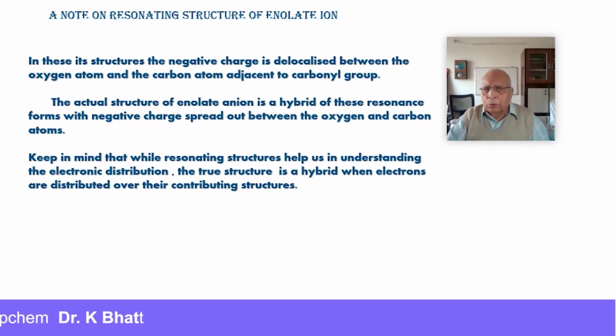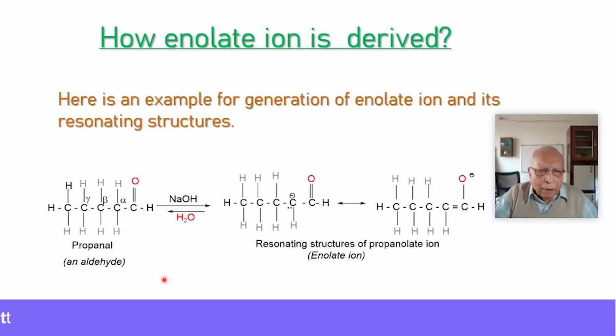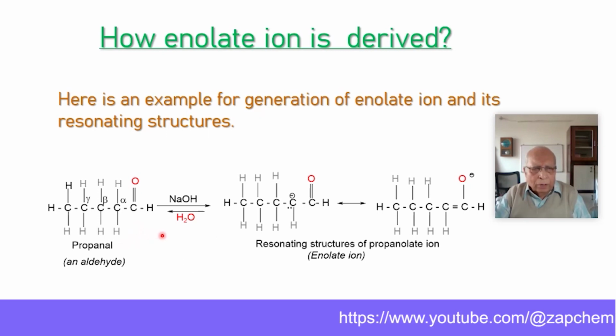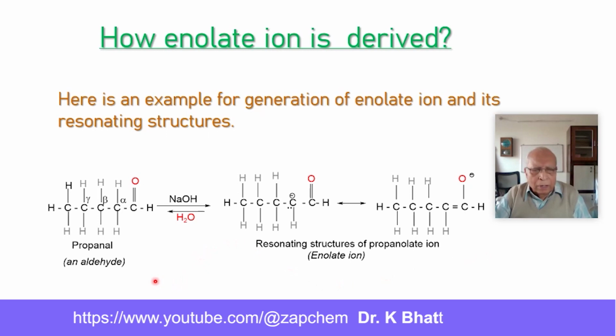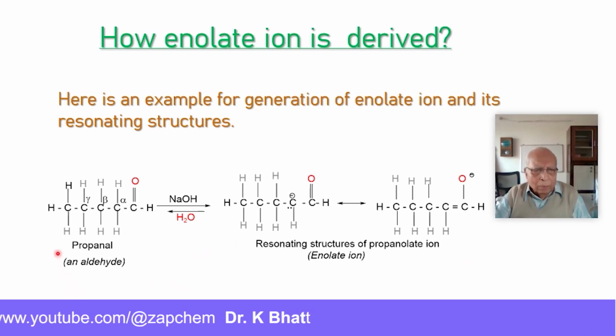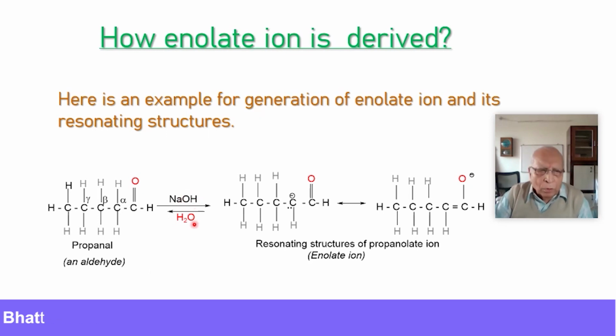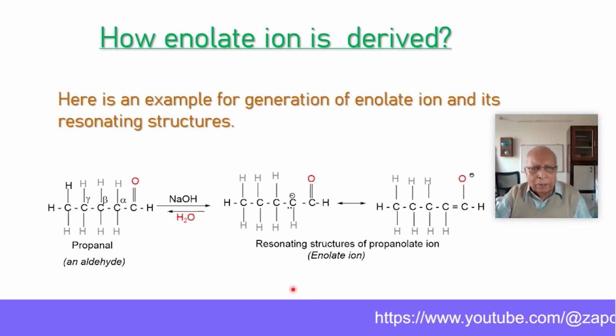And how are enolate ions derived? This is an example of the generation of an enolate ion through resonating structures. An alpha hydrogen is taken up by the hydroxide ion, and you get a resonating enolate ion. Taking propanal as the example, in the presence of dilute sodium hydroxide, the hydrogen is taken over here, and you get a resonating structure of the enolate ion like this.